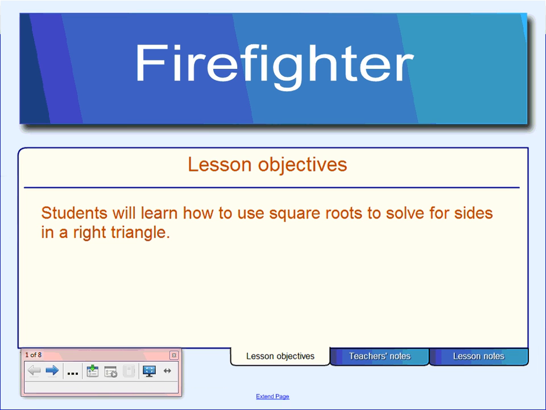All right, here we go. Firefighter is what we're looking at. He says here, students will learn how to use square roots to solve the sides of a right triangle. Most of you guys should already know how to do this. All we're talking here is Pythagorean theorem, a squared plus b squared equals c squared. So it should be fairly easy here today.